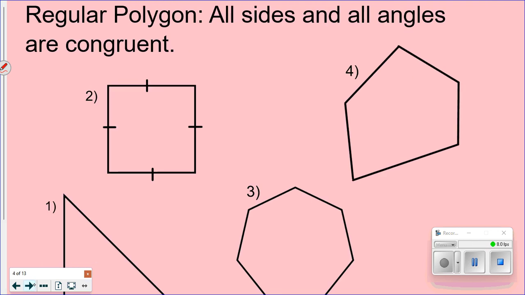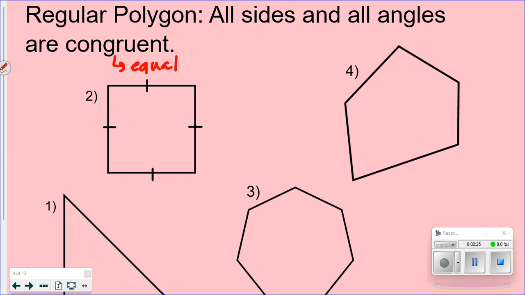Now there are 2 kinds of polygons. There are regular polygons, like what I have up here, and then just a polygon. Regular polygons have all sides and all angles congruent, and congruent means equal or the same. So a regular polygon has all sides and all angles congruent.